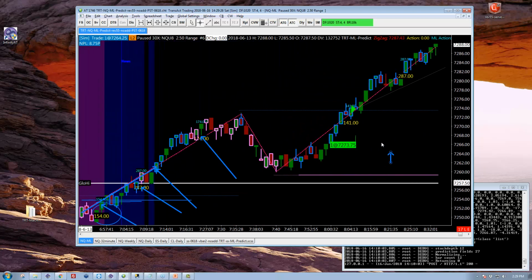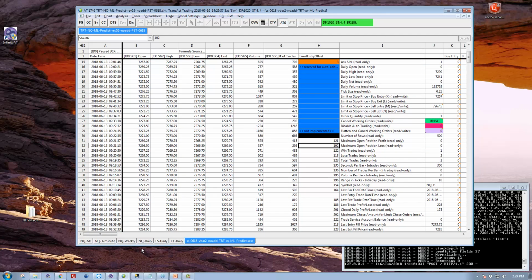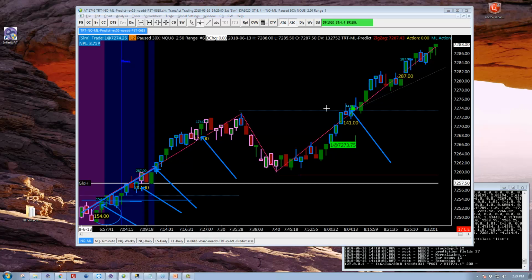I get the long right there. I would have taken a short or a long anywhere in here that's on my list, right? My list right here. My list of action codes. Okay. As it happens, I got the 141 break right there.